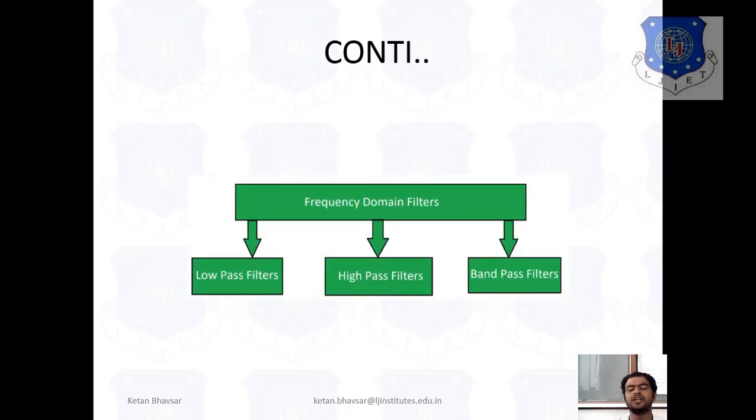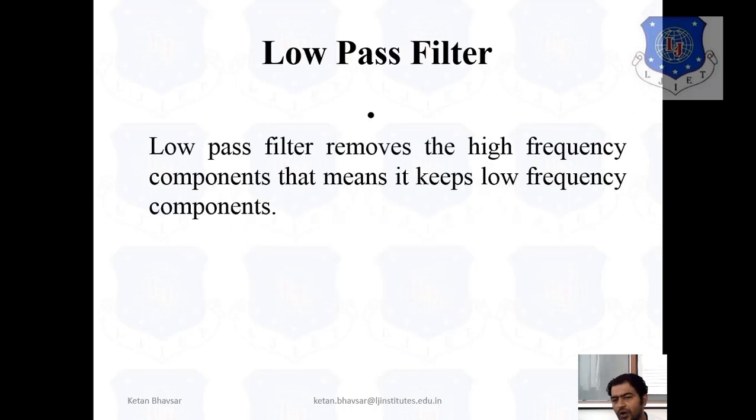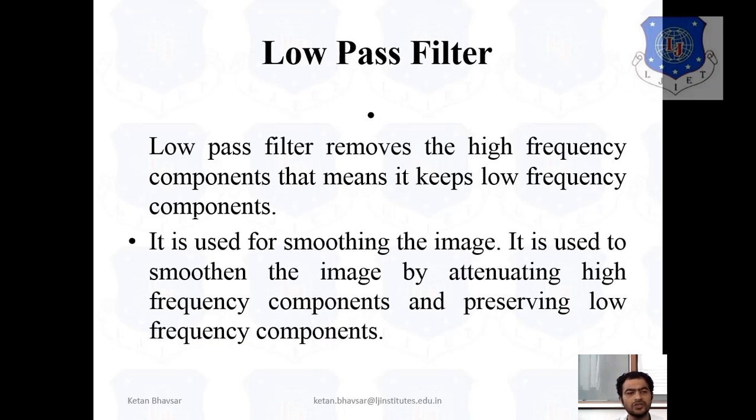If we are talking about frequency domain filters, then we basically have three filters: low pass filter, high pass filter and band pass filter. As you already know, a low pass filter removes the high frequency component, that means it keeps the low frequency component. It is used to smooth the image and remove noise from the image, by attenuating the high frequency component and passing the low frequency component.